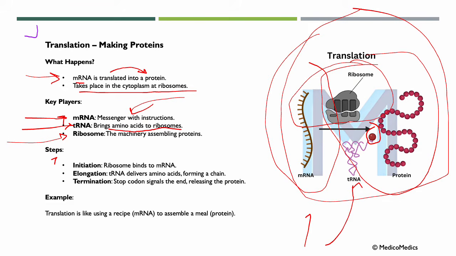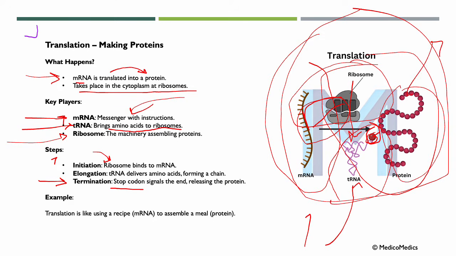Steps here include, again, initiation. So the ribosome binds to the messenger RNA. Elongation. So transfer RNA delivers the amino acids, forming a chain. And then termination. A stop codon signals the end. When it's done, it signals stop, and the protein is then released.